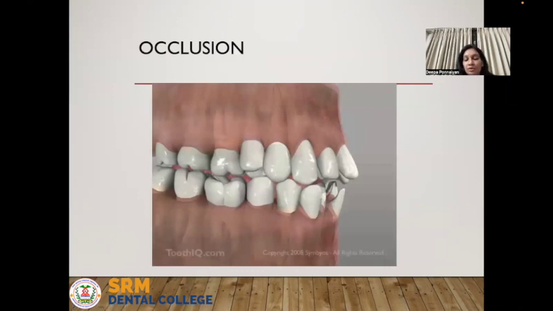Now, the next important thing for hard tissue is occlusion. We need to check whether the patient has a normal occlusion or not, whether the patient has a proclination, whether he has an open bite or deep bite. So please check for the occlusion as well.